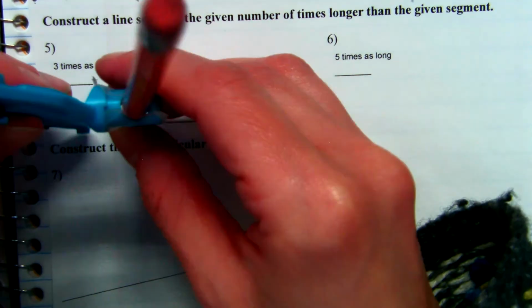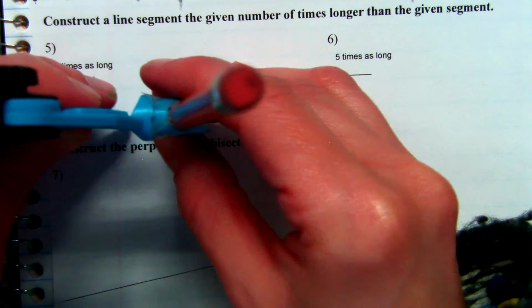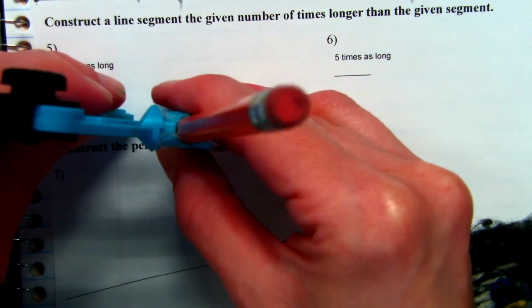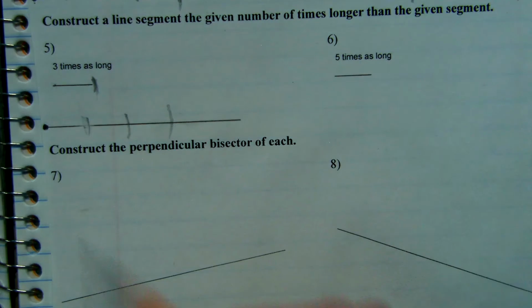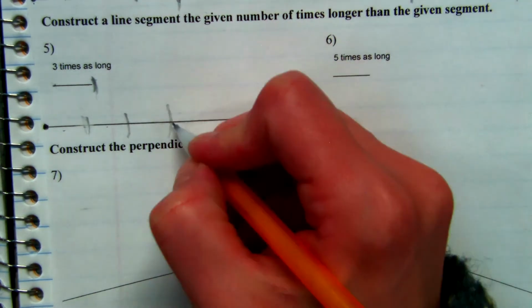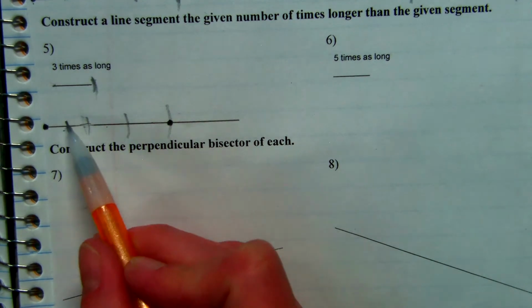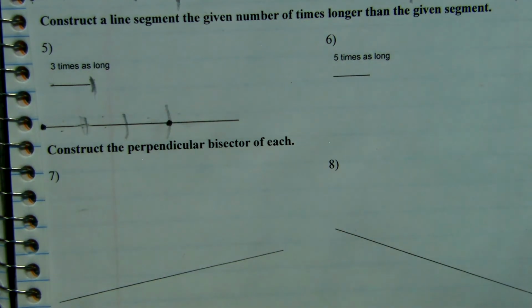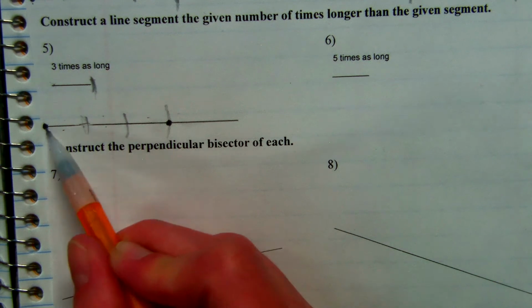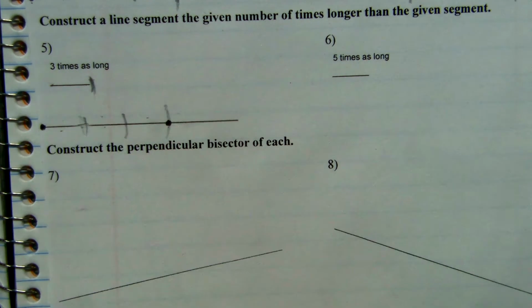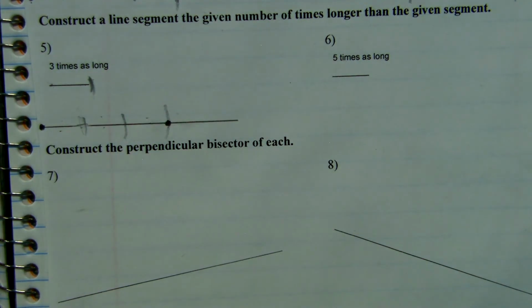Okay, so there it is. There it is. There it is. And so this one has 1, 2, 3 lengths, and so I'm going to put my end point there. So if it does say 3 times as long, make sure you have 1, 2, 3 of them. So this segment from this end point to this end point is 3 times as long as that one. Okay?